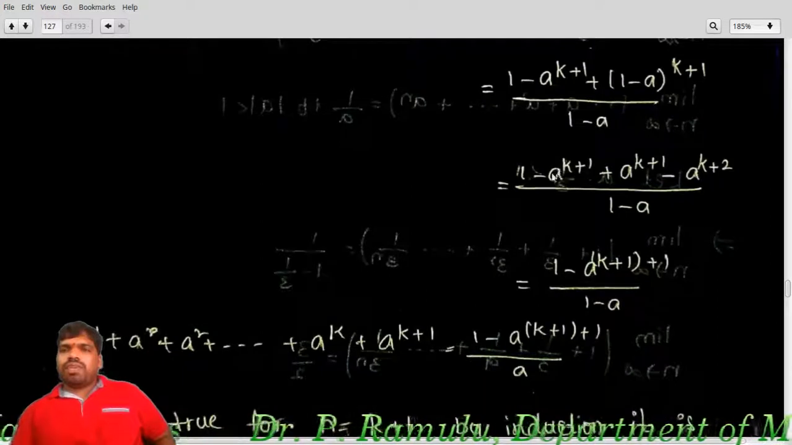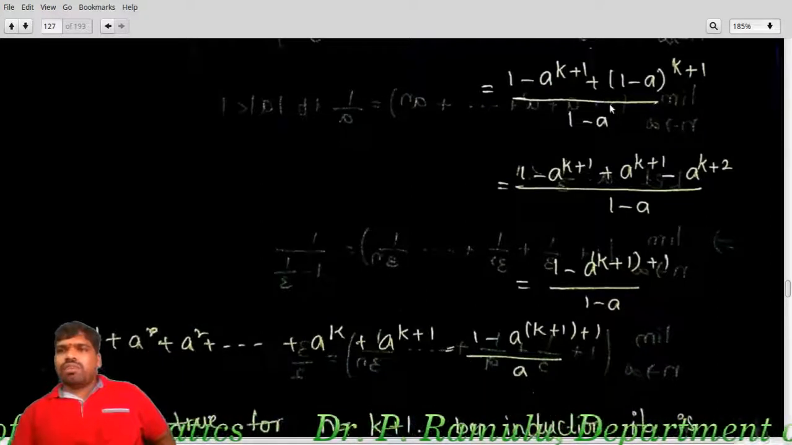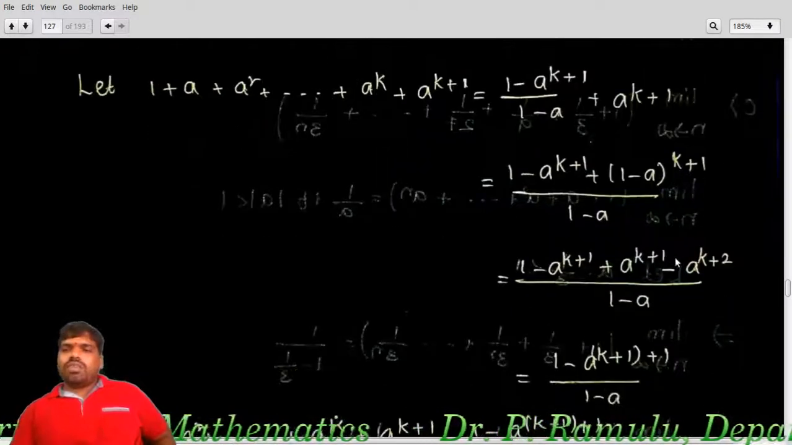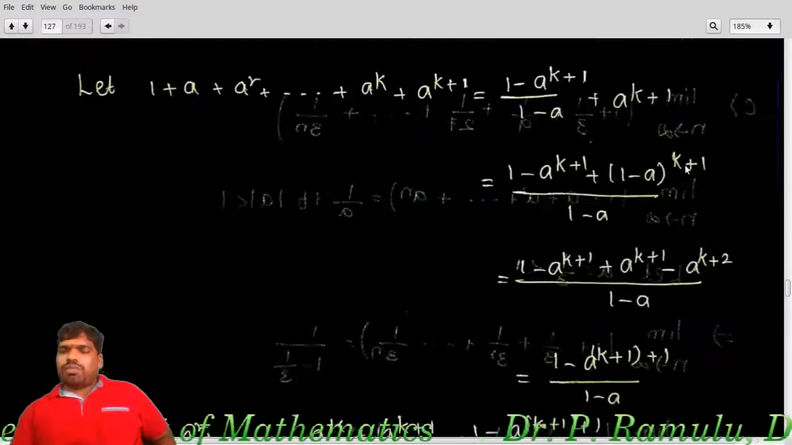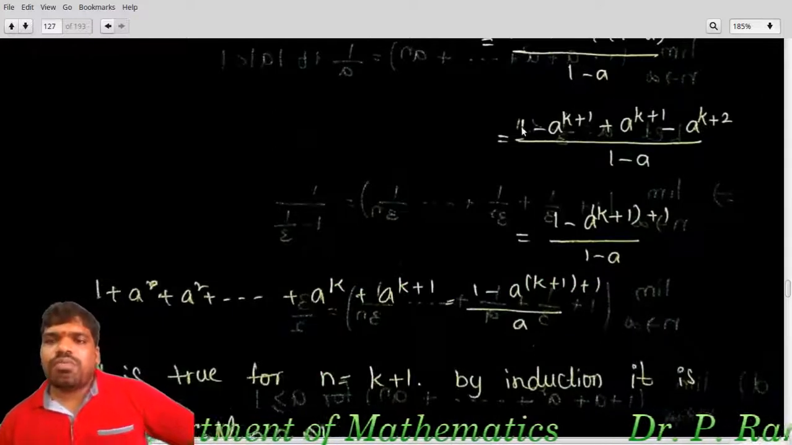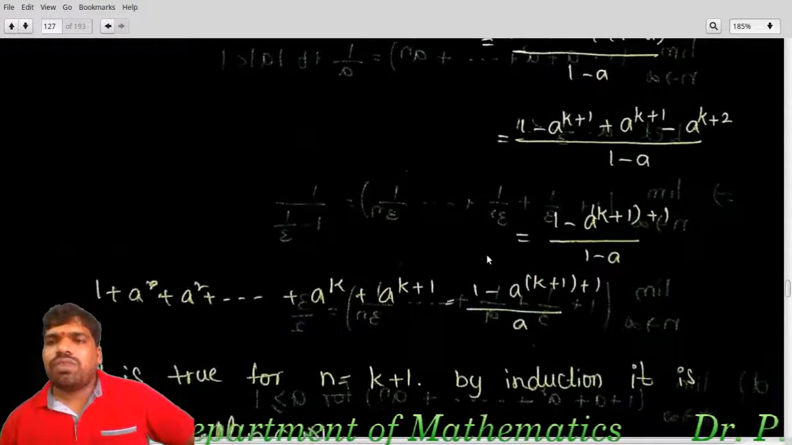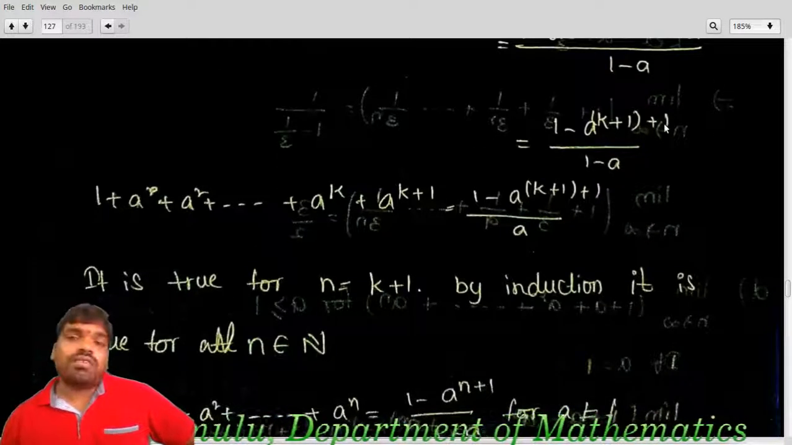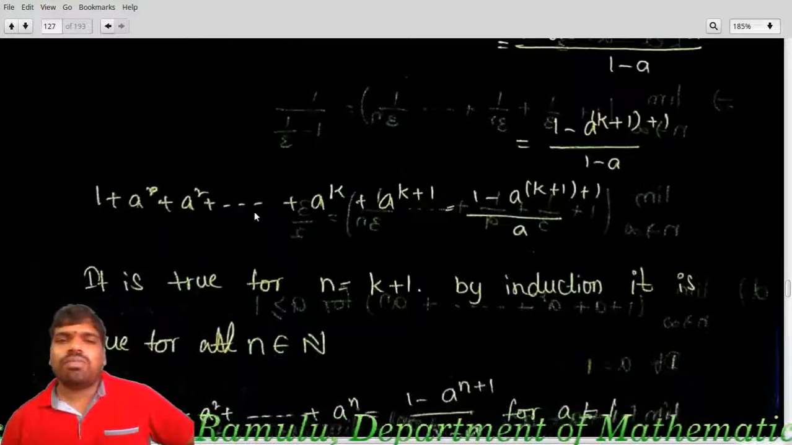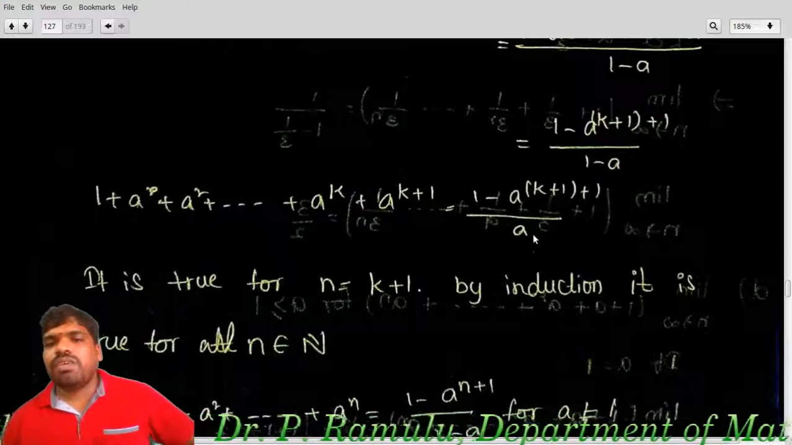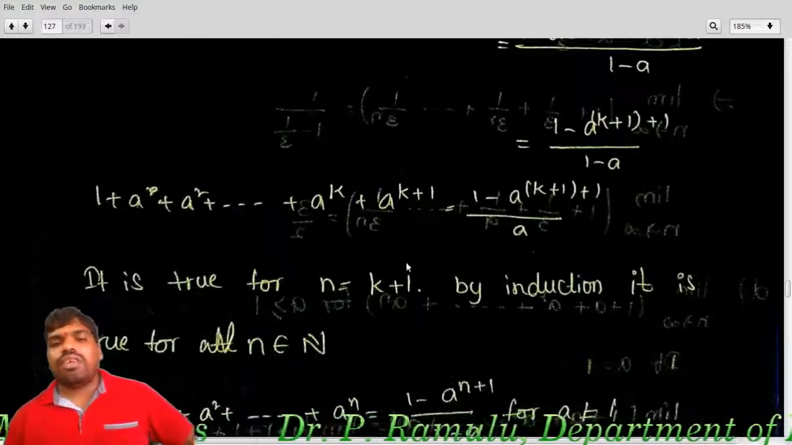Here what happened? 1 minus a power k plus 1, plus a power k plus 1 into 1, that is a power k plus 1, minus a power k plus 2. A power k plus 1 and a power k plus 1 cancel out, so we have 1 minus a power k plus 2, by 1 minus a. That means k plus 1 plus 1: 1 plus a plus a square plus up to a power k plus 1 equals 1 minus a power k plus 2 by 1 minus a. That is true for n equal to k plus 1.